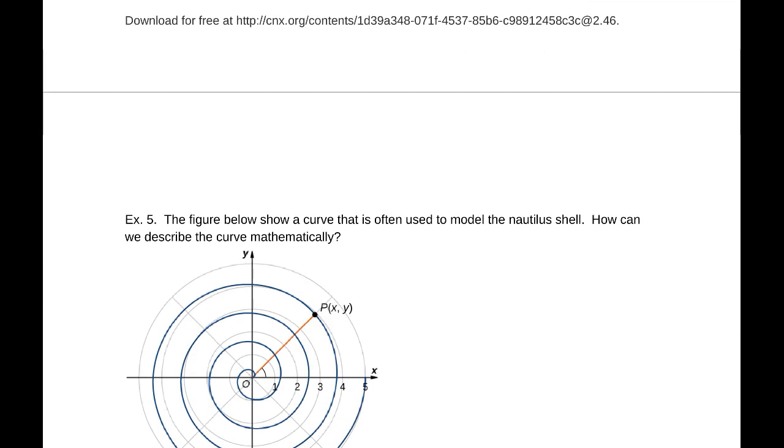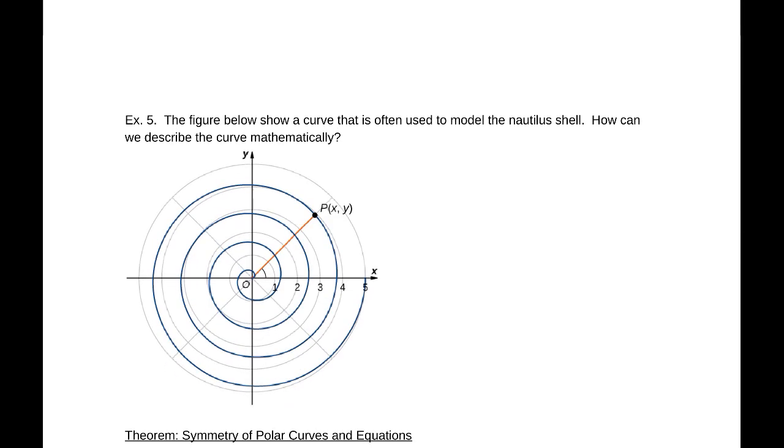All right. We have 2 examples left. The figure below shows a curve that is often used to model the nautilus shell. How can we describe this curve mathematically? Well, based on what we saw earlier in that table, this is of the form r equals b cosine theta. And being centered at 0, that actually tells us something about the equation.